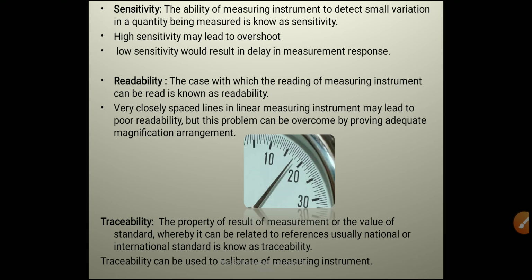Coming to the next characteristic, readability. The ease with which the reading of a measuring instrument can be read is known as readability. Here, very closely spaced lines in a linear measuring instrument may lead to poor readability. But this problem can be overcome by providing an adequate magnification arrangement. The image shows a dial indicator having a closely placed scale engraved on it, which leads to error in measurement. So it has poor readability.